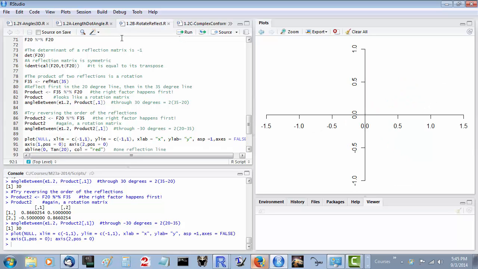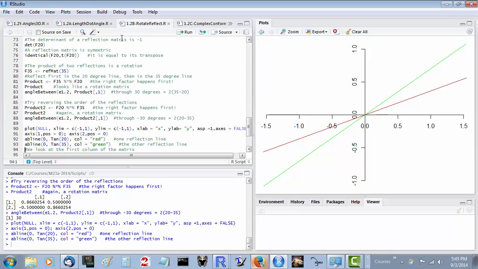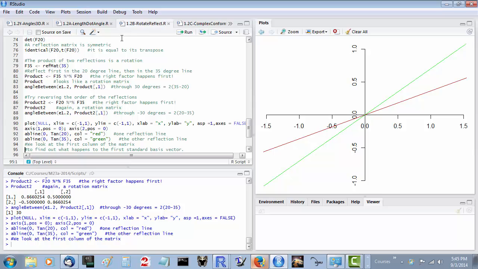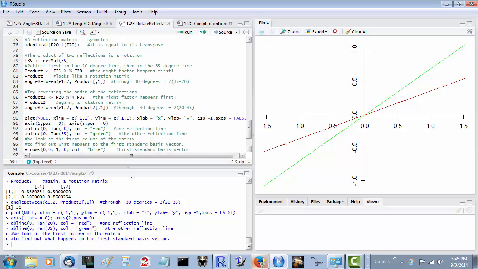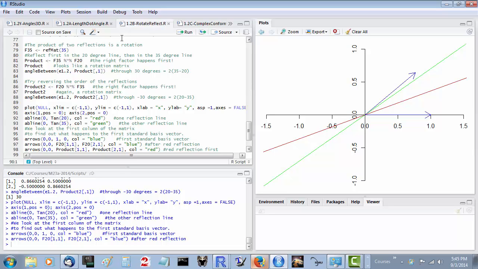Now let's clear the plot, set up our first reflection line and our second reflection line so we can watch exactly what's going on. To figure out what happens to the first standard basis vector, we keep our eyes on the first column of the matrix. So there's our first standard basis vector drawn in blue. We reflect it in the red line by looking at the first column of F20. You can see it's been reflected in the red line. Now we reflect it in the green line.